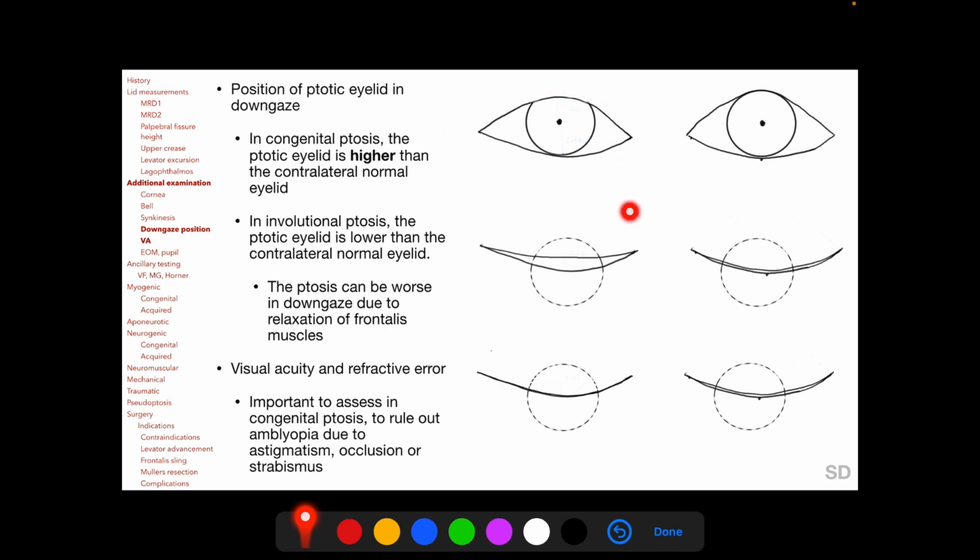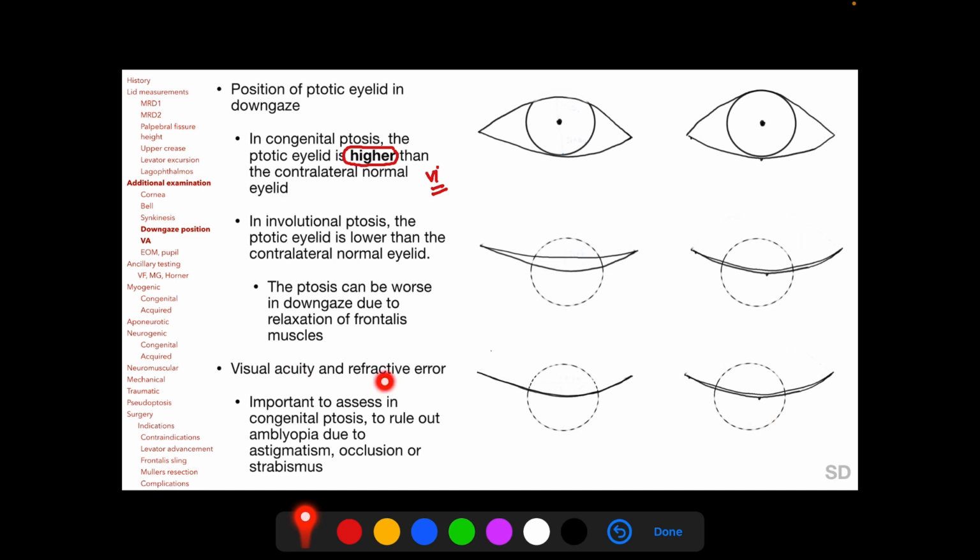Position of the ptotic eyelid in down gaze is very important to assess, both to differentiate the two common forms of ptosis as well as to exclude lagophthalmos prior to surgical correction of ptosis. In congenital ptosis, the ptotic eyelid is higher than the normal contralateral eyelid in down gaze, and this is very important to remember. In contrast, in involutional ptosis, the ptotic eyelid margin is at the same level as or lower than the contralateral normal eyelid margin in down gaze.